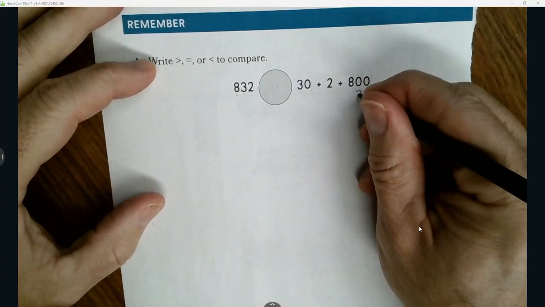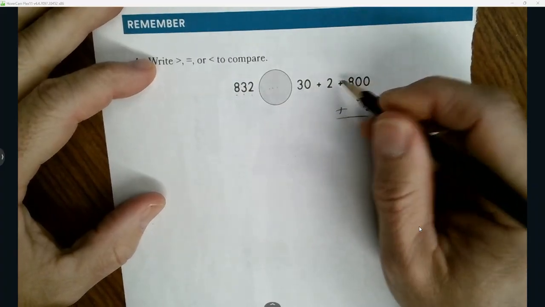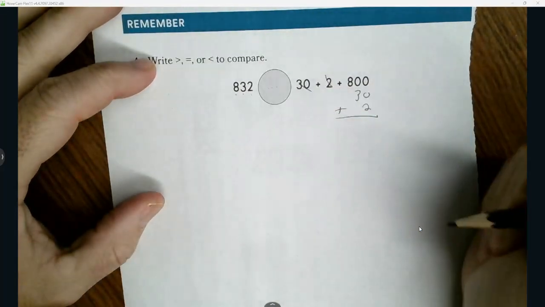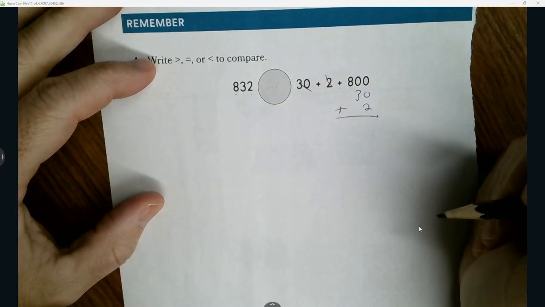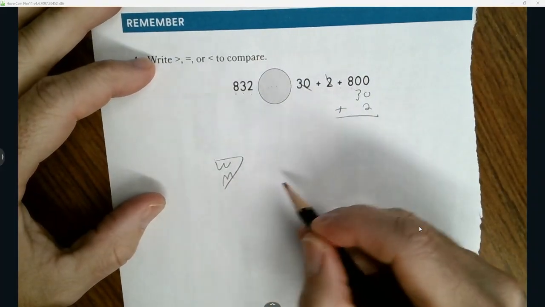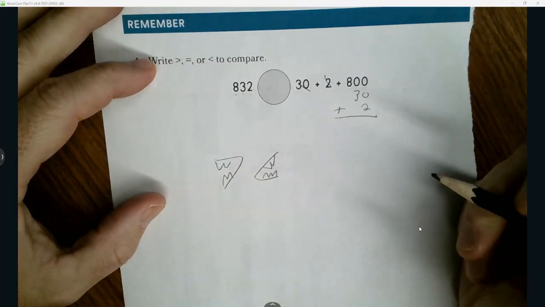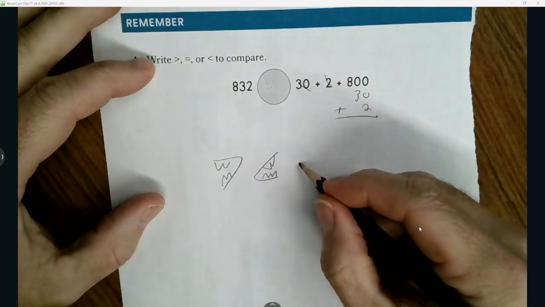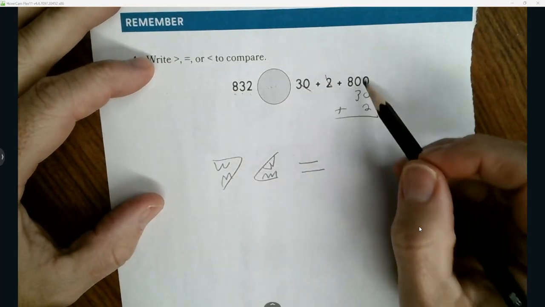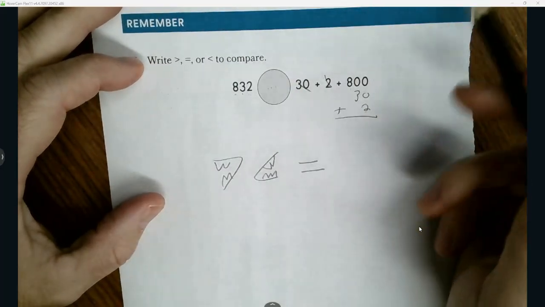So why don't we just go 32. So that's gone and that's gone. Why don't you add this one up, and see which one's bigger. If one's bigger, make sure you have that mouth. Remember, the mouth eats the bigger one. I always like to draw teeth in there. Or are they the same amount? Remember, this is called expanded form, but we can break expanded form back down to standard form, which is how this one's written, and see.